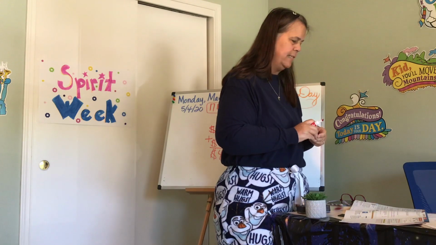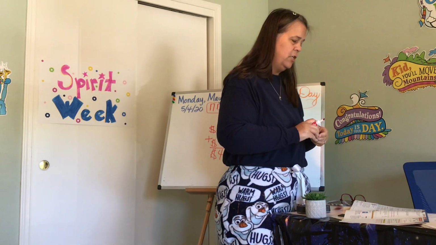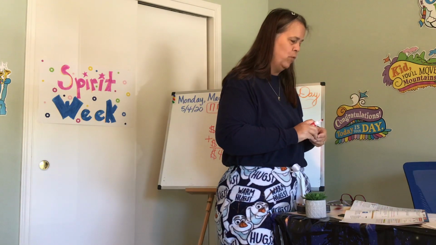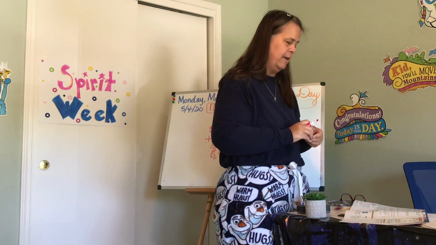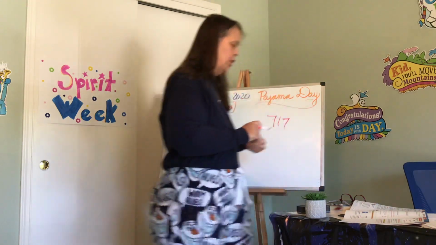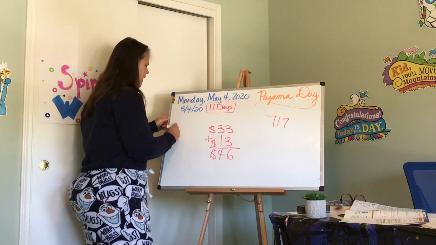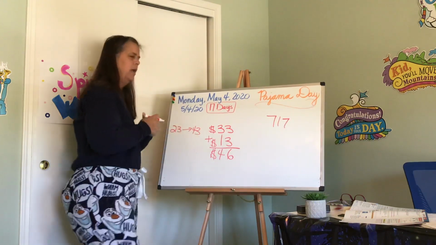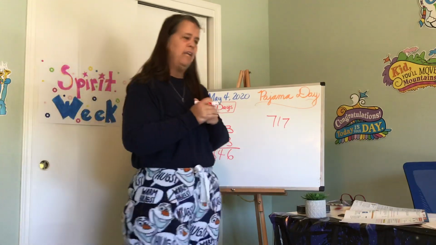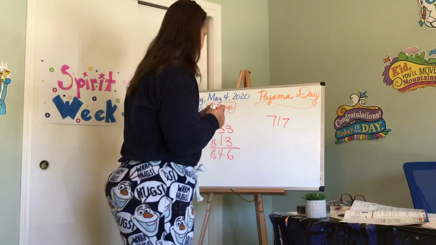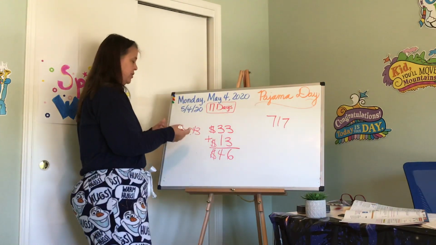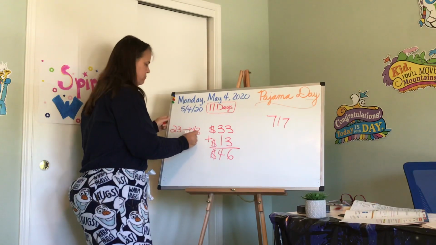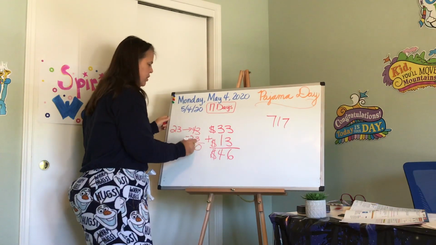Number 6, Gina has $23 in the bank. How many deposits of $5 does she need to make to have $43 in the bank? Okay, so we want to go from 23 to 43. How much is that from 23 to 43? Okay, if you don't know, you can subtract. Or you could have done it in your head.